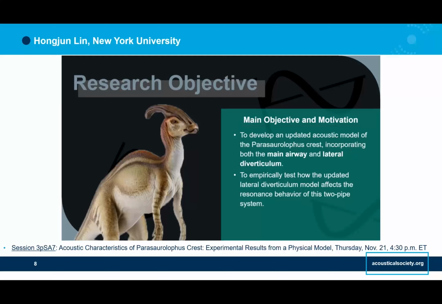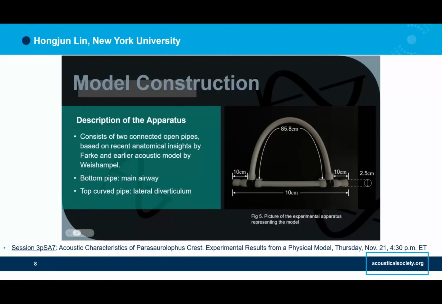My research objective is to firstly develop an updated acoustic model of the Parasaurolophus crest, and secondly, to empirically test how the updated model affects the resonance behavior of these two pipe systems. And how can I verify my model by an experiment? I decided to build a physical apparatus representing the model and test its acoustic properties. Very intuitively, it consists of two connected open pipes based on those two previously mentioned papers.